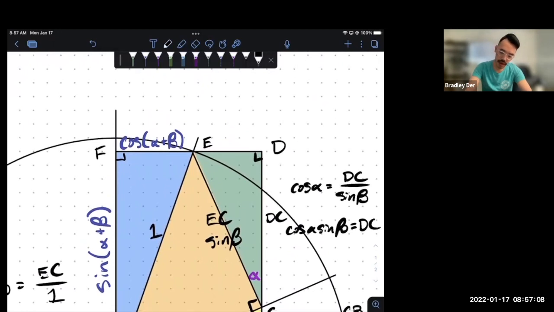Right, if we want to find the side length ED, this is now the opposite side from alpha. Sine alpha is equal to the opposite over the hypotenuse. We're going to multiply, so sine alpha sine beta is equal to ED.